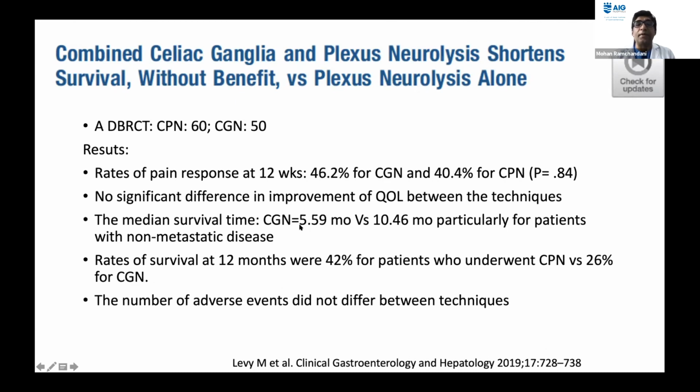Now, why does it happen? Usually, if you do a plexus neurolysis, there is an increase in survival, while if you do ganglion neurolysis, the postulation was that there is a lot of inflammation, and this may cause some tumor modulation, and then there can be an increase in tumor progression leading to early death when you do ganglion neurolysis.